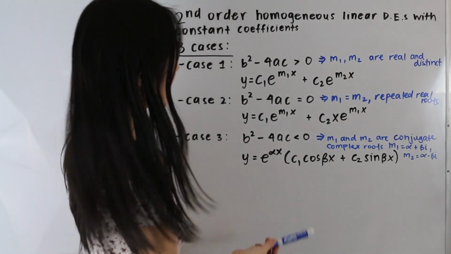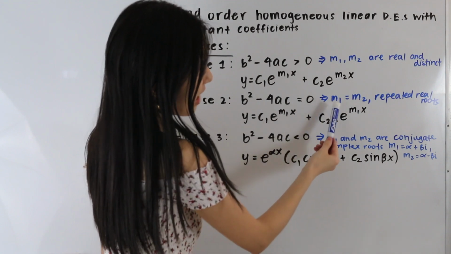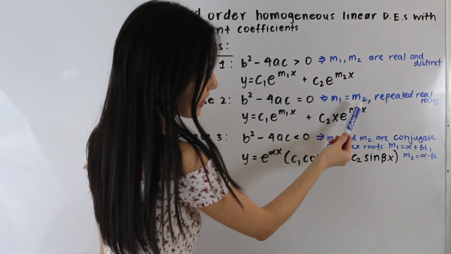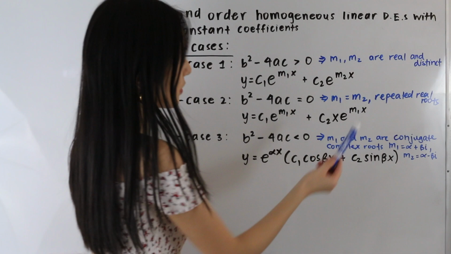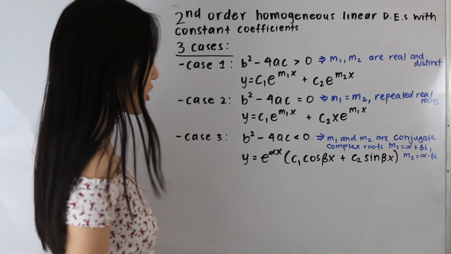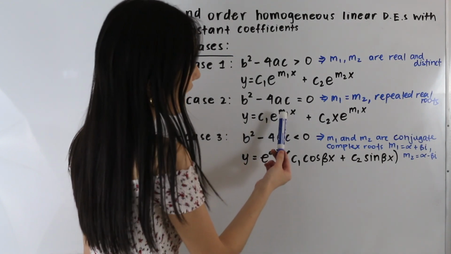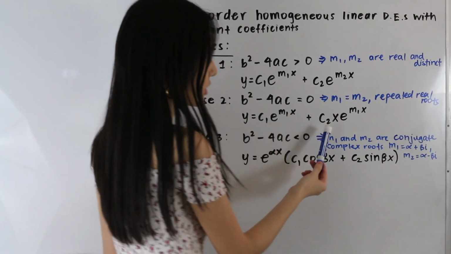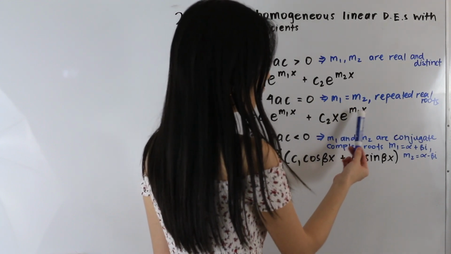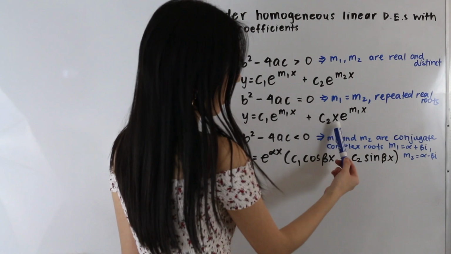Okay, and so in this next case here, we have the discriminant equal to 0, and so in this case, m1 is equal to m2, and this is the case of repeated real roots. And in this case here, the general solution of our differential equation is y is equal to c1 e to the m1x plus c2x e to the m1x. So here, the second term is multiplied by x.